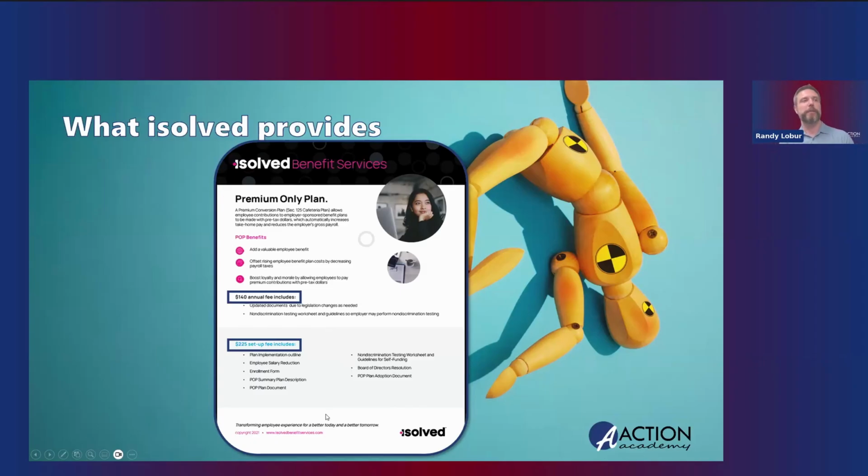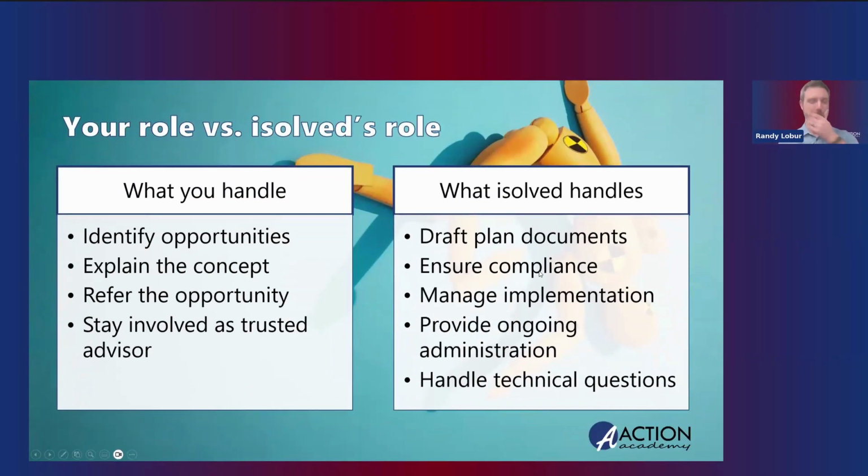So, fairly reasonable cost for a lot of legal work that you don't have to or may not want to do. And gosh, that sounds pretty complicated, but your role in that process is pretty simple. Your role simply is to identify opportunities, figure out who could be a good fit for a Section 125, and then sell them on the concept, right? To say, I think you could save some tax money, and here's how.